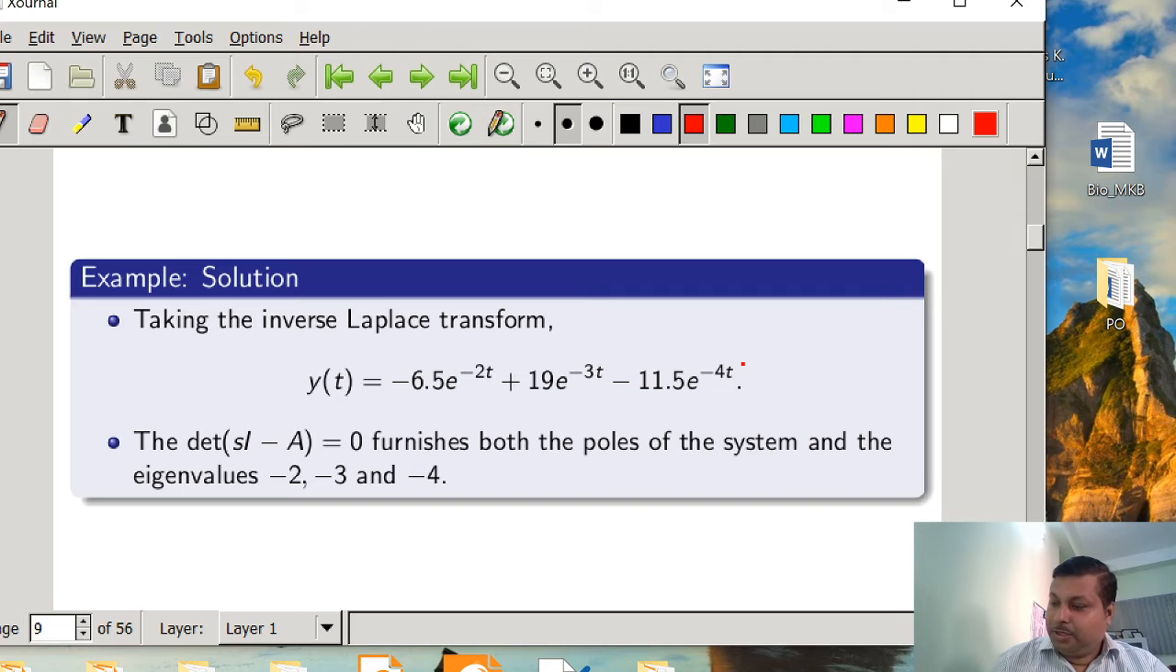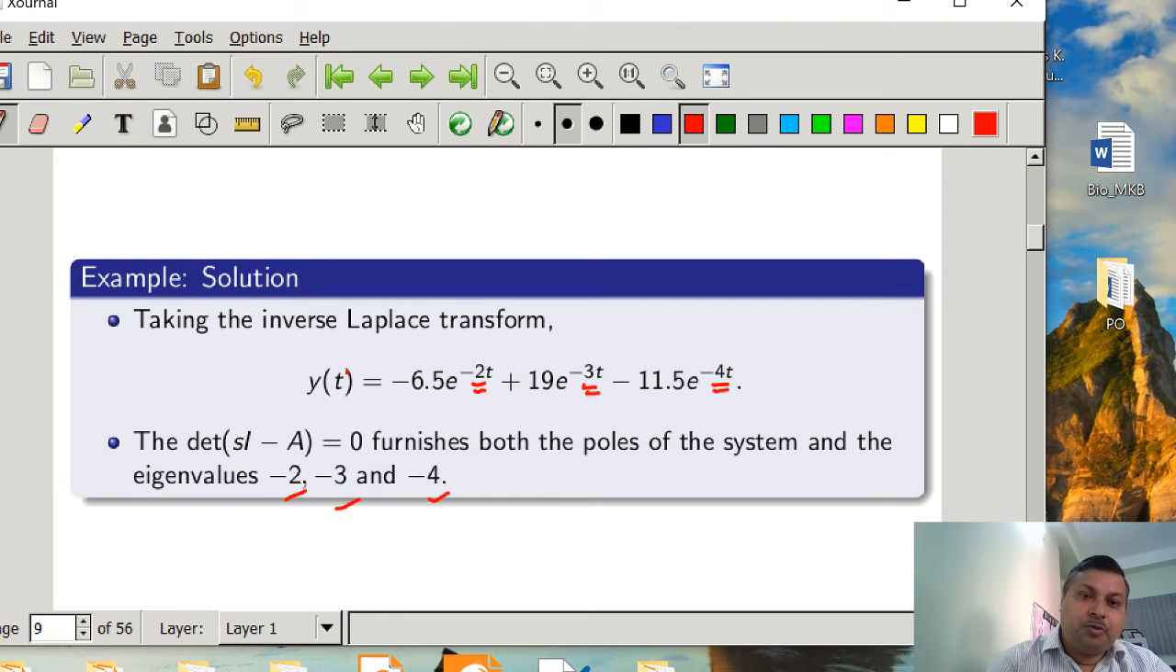Most importantly, here you can see that the exponential terms are the poles of the system, that is minus 2, minus 3 and minus 4. Because if you calculate the determinant of sI minus A equal to 0, then you will find that the poles of the system and the eigenvalues of the system are the same, that is minus 2, minus 3, minus 4.